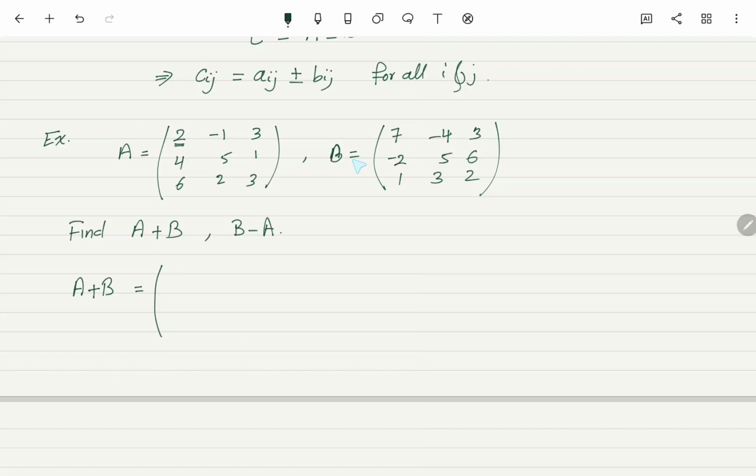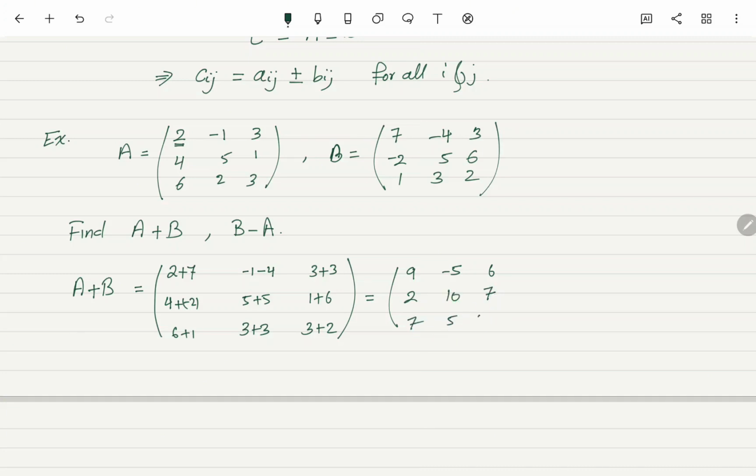So in this case, A plus B equals 2 plus 7. This is the first term. Minus 1 minus 4. 3 plus 3. 4 plus minus 2. 5 plus 5. 1 plus 6. 6 plus 1. 2 plus 3. 3 plus 2. As we can see here, we just added every element of matrix A with every element of matrix B. And this equals 9, minus 5, 6, 2, 10, 7, 7, 5, 5.